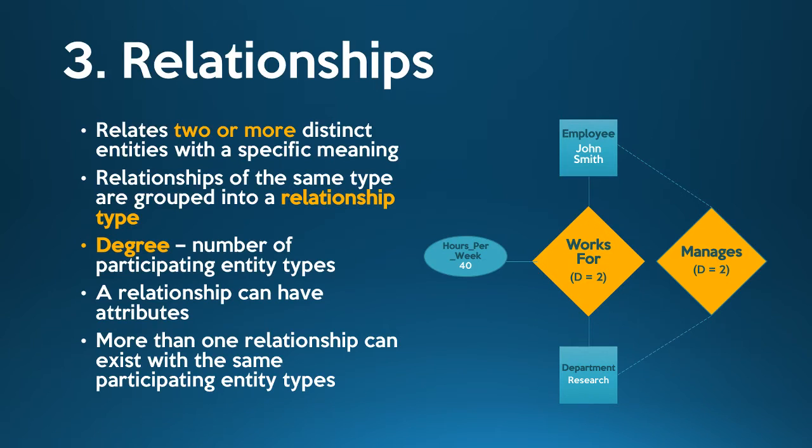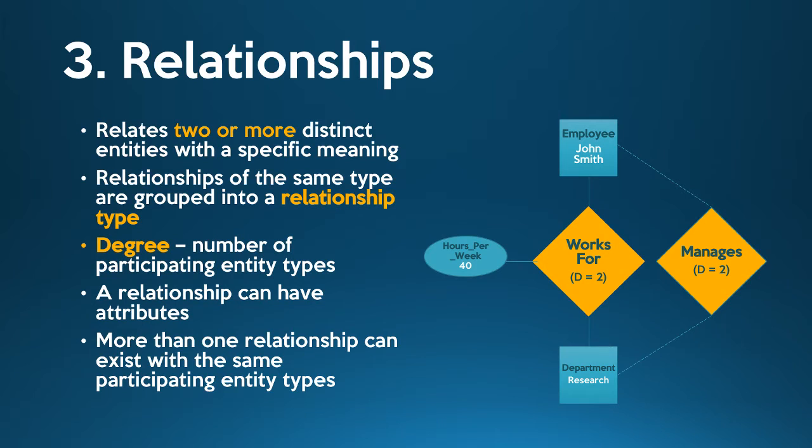Next is the relationships. When you have different entities, you need to have a relationship as a way to connect them and get data from both at the same time. Again, this relates 2 or more distinct entities with a specific meaning. So they have to be distinct, they have to be different. They can't be the same entity. And they can be more than 2. It doesn't have to be just 2. It can be 3, 4, 5. But the more you do it, the more complicated the database gets. So it depends on how you want to design a database.